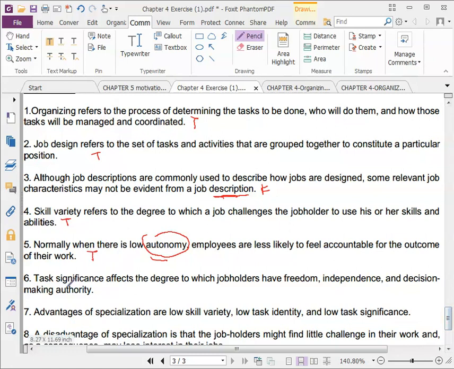Okay, so task significance affects the degree to which the job holder has freedom, independence, and decision making authority. Is that true? Task significance affects the degree to which the job holder has freedom, independence, and decision making authority. Is that true?